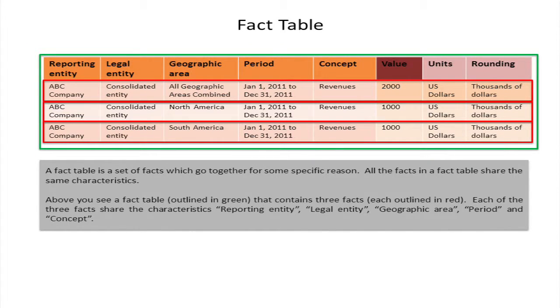So a fact table is a set of facts which go together for some specific reason. All the facts in a fact table share the same characteristics. So above, you see a fact table outlined in green that contains 3 facts, each one outlined in red. Each of the 3 facts share the characteristics reporting entity, legal entity, geographic area, period, and concept. You can also see the units and the rounding that relate to those facts. So that's what a fact table is. It's a set of facts that go together.